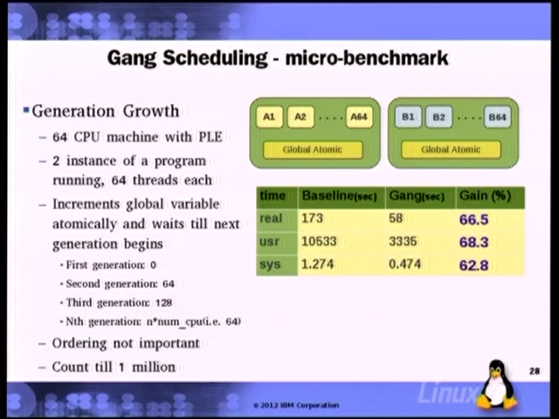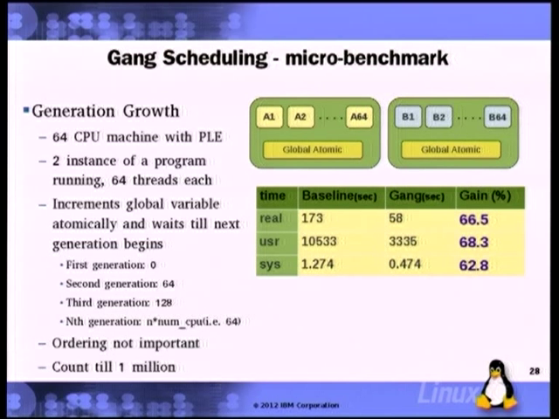So this was an interesting setup wherein on a 64 CPU machine, with pause loop enabled, we'll have two instances of the generation growth program. We wrote one program wherein, if I have a 64 CPU machine, then I have 64 threads in that program. Each thread would increment one global atomic variable once in a generation.